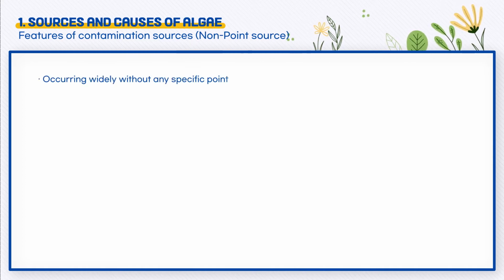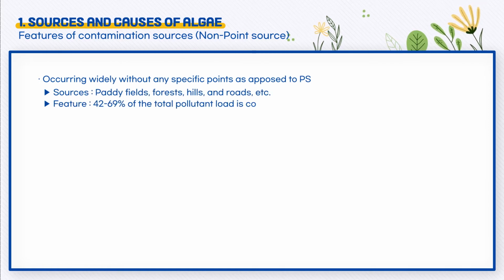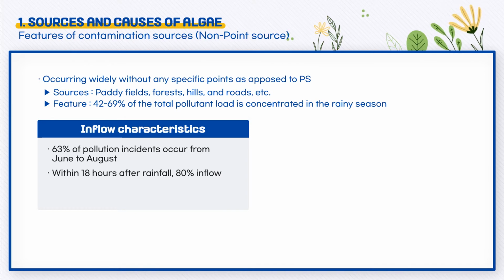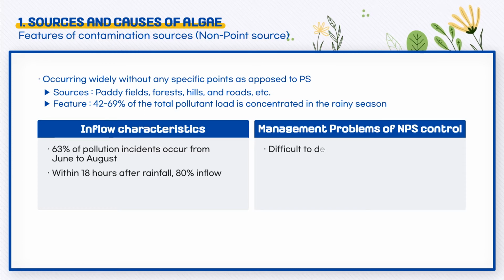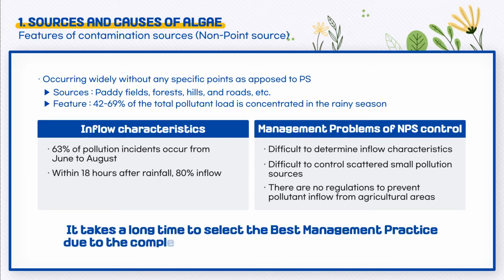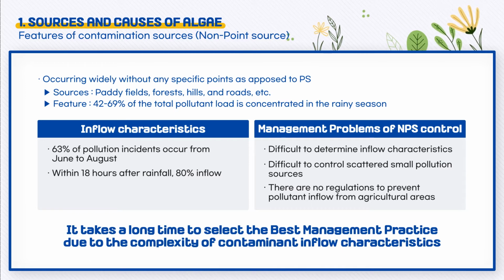The main difference of non-point source pollution compared to point sources is that it occurs over a much wider area. Furthermore, 63% of contamination incidents occur during the raining season, from June to August, and 80% of the pollutants flow into water sources within 18 hours after rainfall events. The challenge of managing non-point source pollution is to identify the features of contamination sources and to manage and prevent multiple small-scale contamination sources spread over a wide area. These challenges make it relatively time-consuming to select an optimum management method.